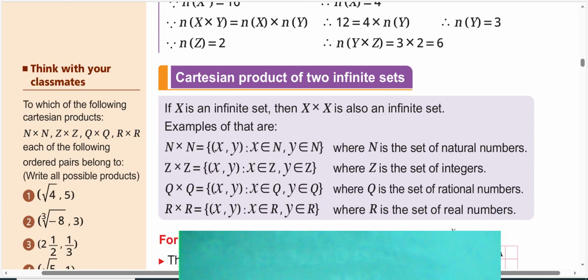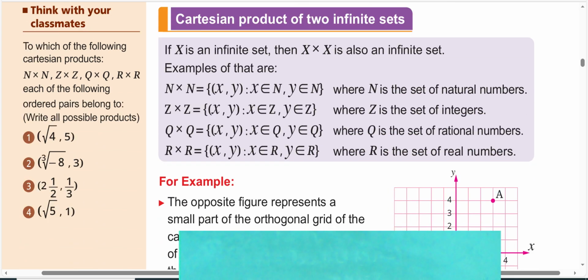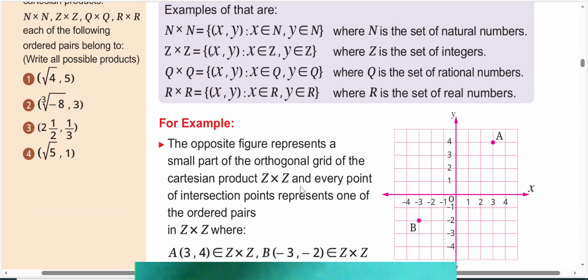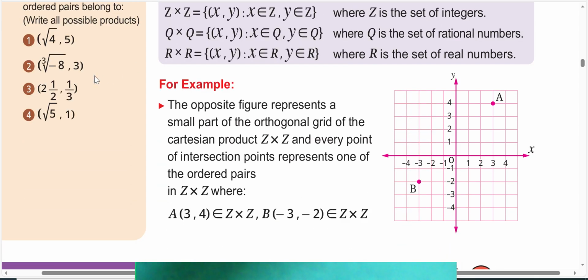Next question. Cartesian product of two infinite sets, like product belonging to N by N, or Z by Z, or Q by Q, or R by R, like this question. Solution. Okay, I will explain this question here.